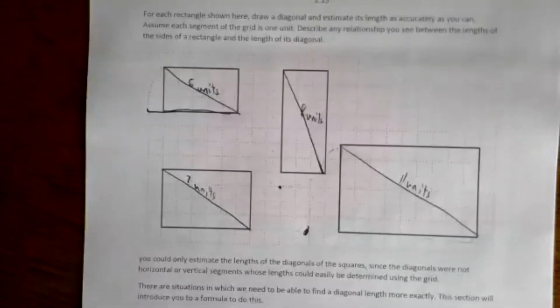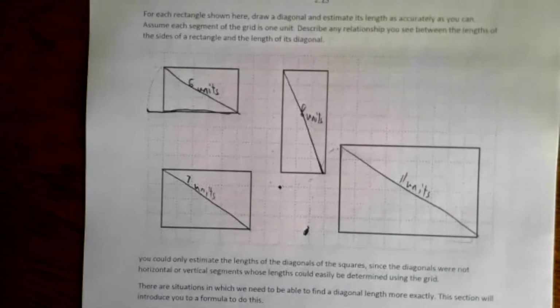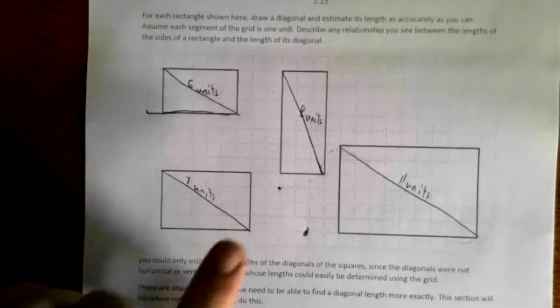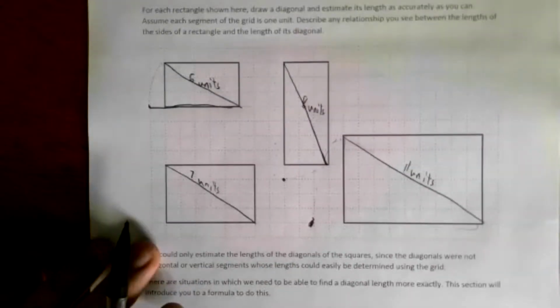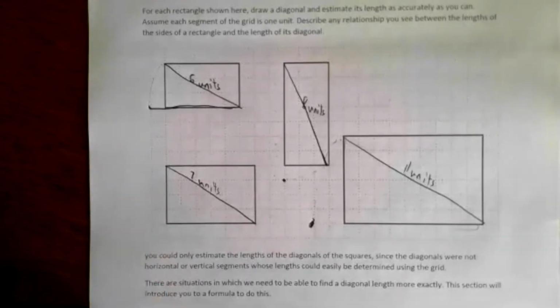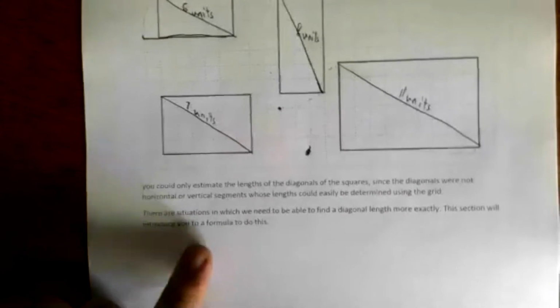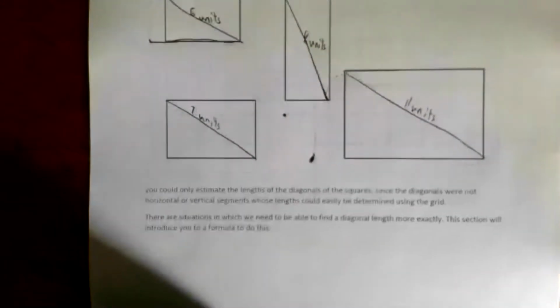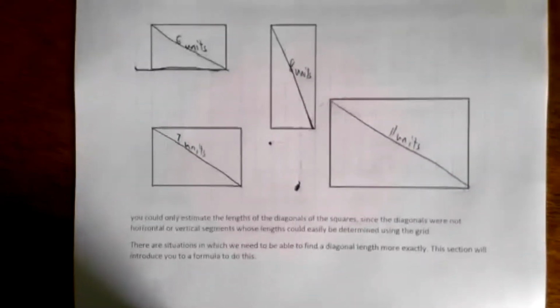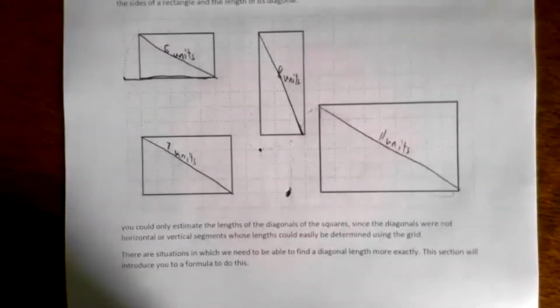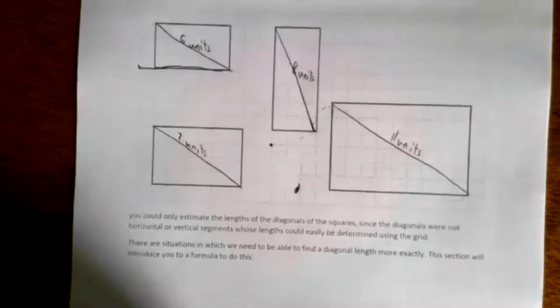So if we think about these triangles, we've just been guessing on the length of the diagonals, right? So maybe we can find something that will give us the exact length of the diagonal. Right now we're just estimating, but we need to find it more exactly. The way we can do that is we introduce a formula. Does anyone have any questions before I go on to the next page? So we're not going to estimate these diagonals anymore. We're going to actually find the length exactly.